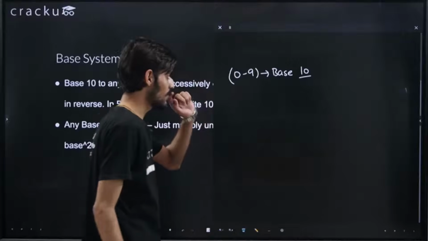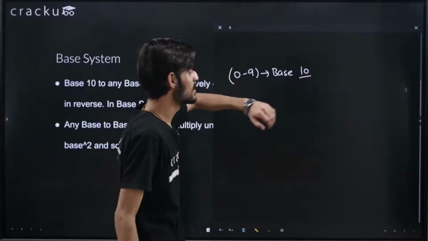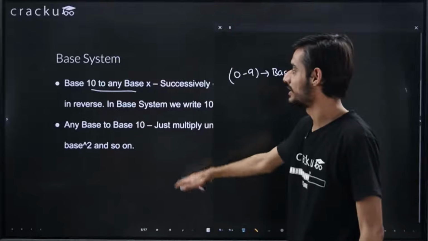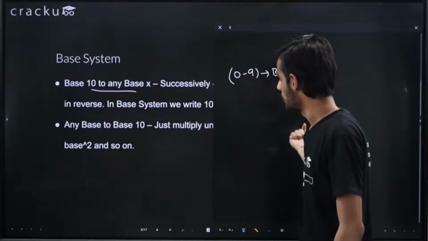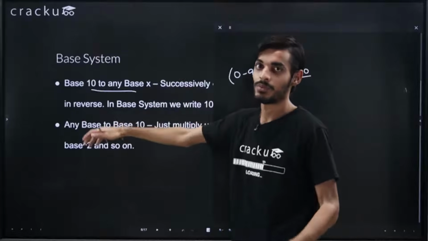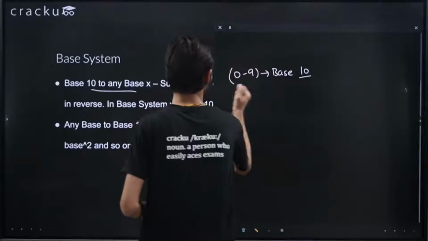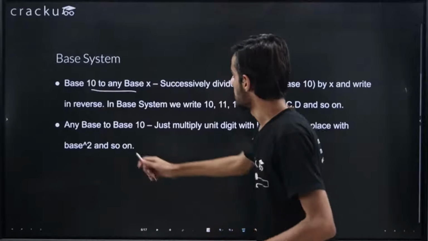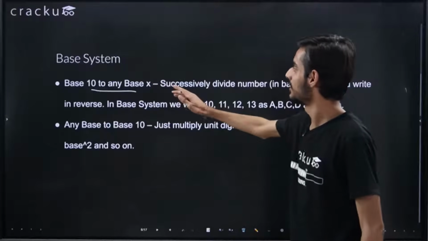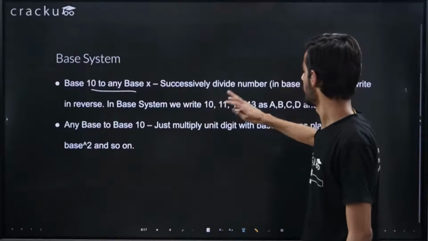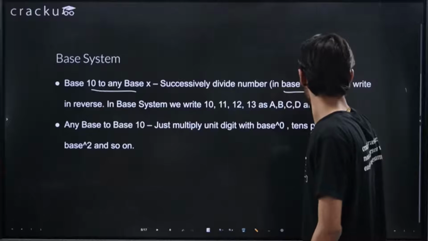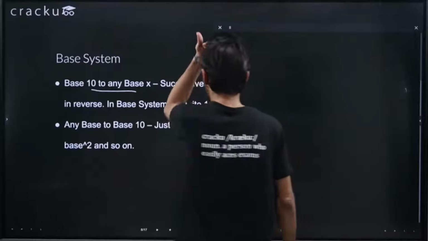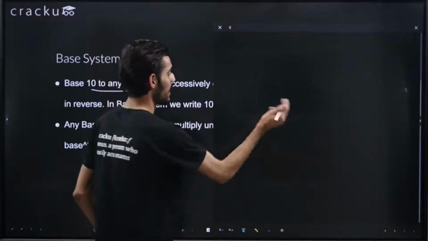So if I want to convert this base to any other base, we will be learning that in this particular slide. How to convert any value from base 10 to any other base, or from any other base to base 10. So if we want to convert base 10 to any other base, we can just successively divide that number in base 10 and then write in reverse. Okay, so let's say I want to convert any number.